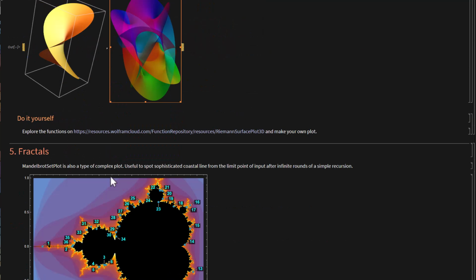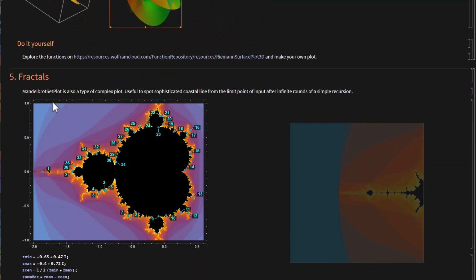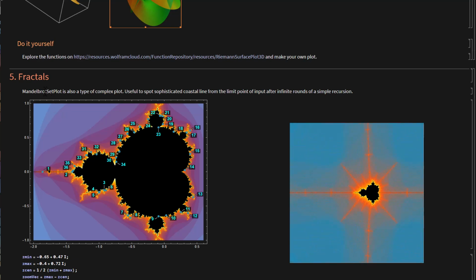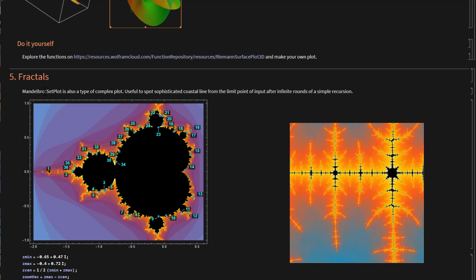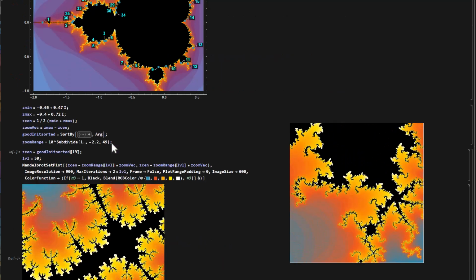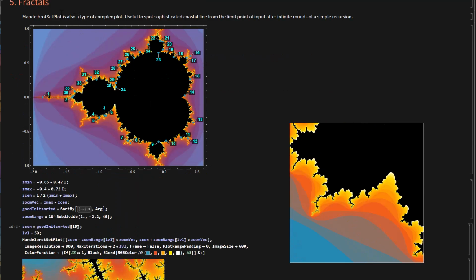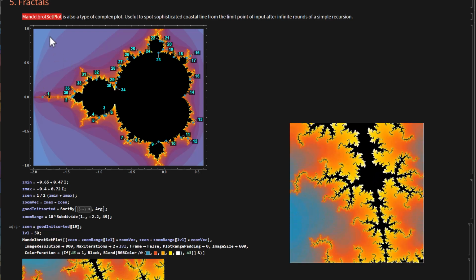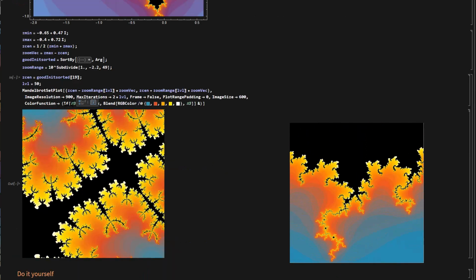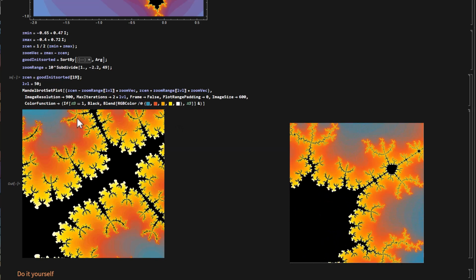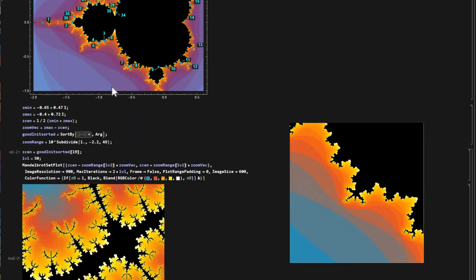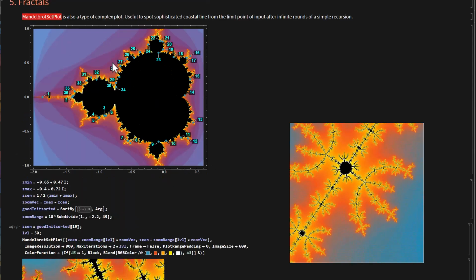The fifth part was about fractals. Mandelbrot or Julia, anything you want. There's a built-in function inside the Wolfram Language called Mandelbrot set plot. So you can specify a starting point and keep zooming in that direction, and then you can review very detailed properties of fractals in that range.